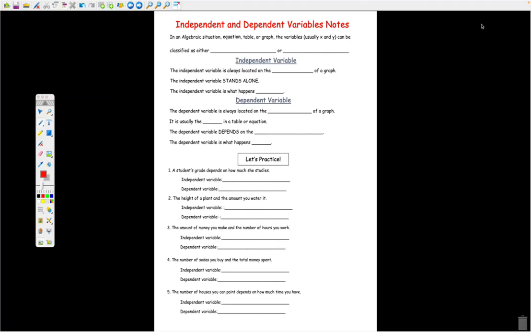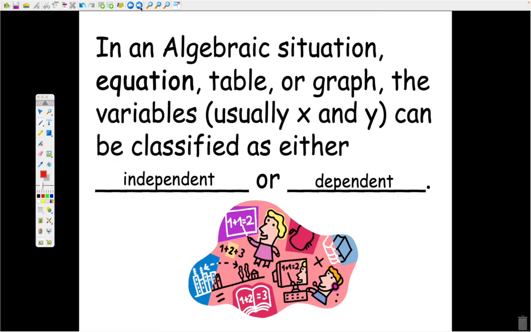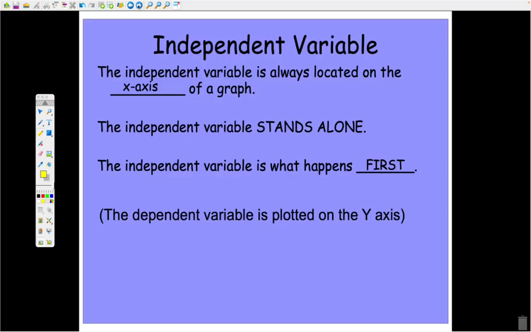Did not say that. In an algebraic situation, equation, table, or graph, the variables, usually x and y, can be classified as either independent or dependent. There you go. Independent or dependent. That's what goes in the first line. Independent variable, that's your x value, y'all. So it's going to be on the x-axis of a graph. That's what you're putting in that blank. So the x-axis of a graph. And the independent variable stands alone.